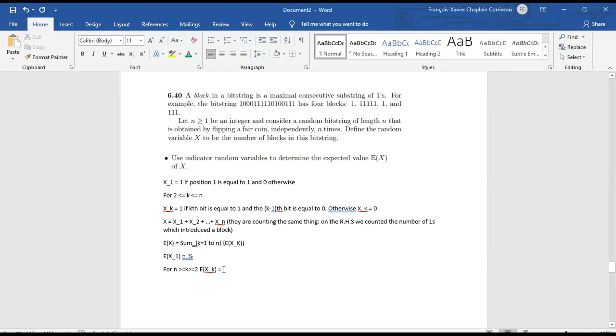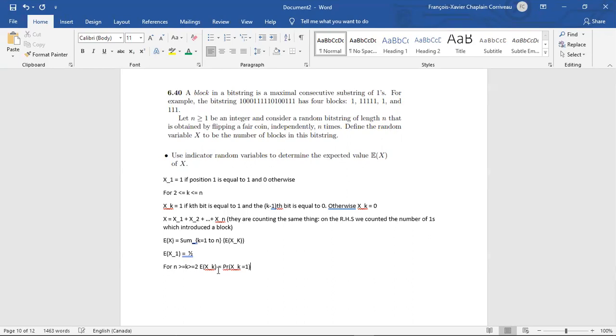So now the expected value of xk is equal to the probability that xk is equal to 1, right? That's just by definition of the expected value of an indicator variable. It's equal to 0 times the probability that xk is equal to 0, so that is away, plus 1 times the probability that xk is equal to 1. So I'm only left with this.